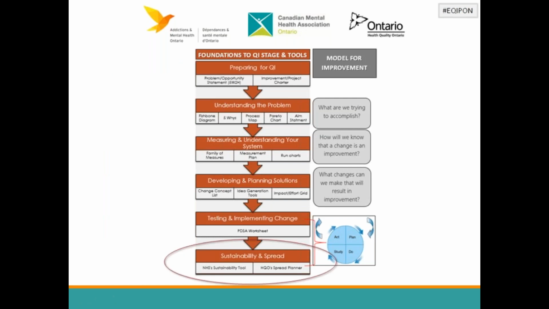So we're really tackling that final block in the model for improvement. Once we've tested, done our PDSA cycles, we have some data by way of our run charts telling us that the changes that we've made have not only been changes, but have actually been improvements. We of course want to sustain those improvements, not let things slide back to the way they were, but we also want to spread them and share them with perhaps other programs, other locations, others in our agency or our community or the wider sector. Next slide.